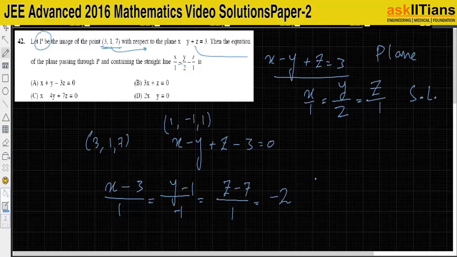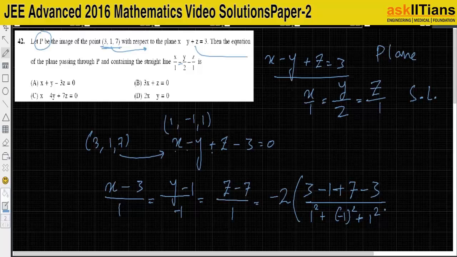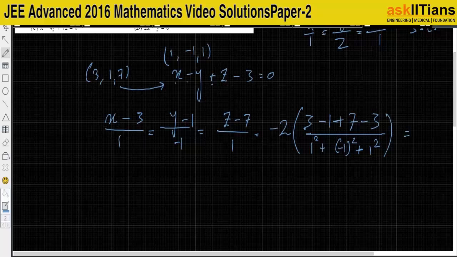We are finding out image, right? We are not finding out foot of perpendicular. So I'll use minus 2 times, put this point in this, so that I'll get 3 minus 1 plus 7 minus 3 and divided by a square plus b square plus c square, right? So 1 square plus minus 1 square plus 1 square. I'll get this, and this quantity, how much is this quantity? Solve it. So 3 will get cancelled, so I'll get 6 by 3, which is 2, so this will be minus 4. Okay, so from here I can find out the values of x, y and z.